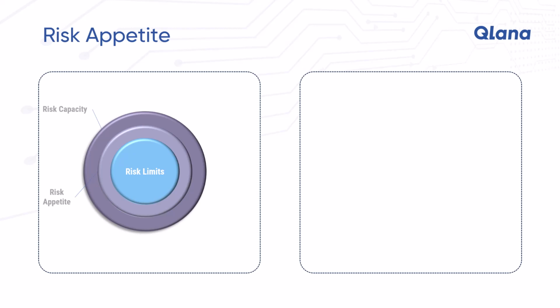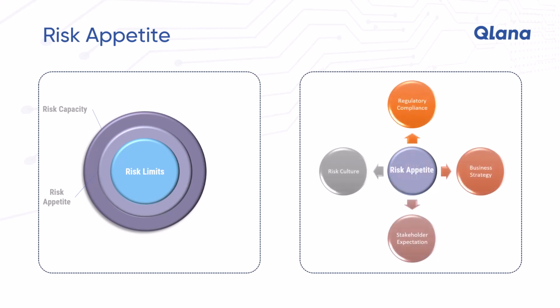The overall risk appetite is, of course, influenced by multiple factors, such as the regulatory and compliance considerations. The risk appetite should be in line with the regulatory requirements and guidelines. Financial institutions need to ensure that their risk-taking activities comply with the relevant laws and regulations.